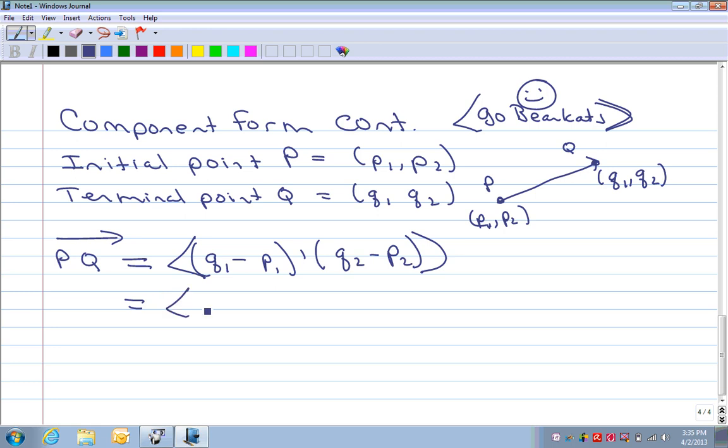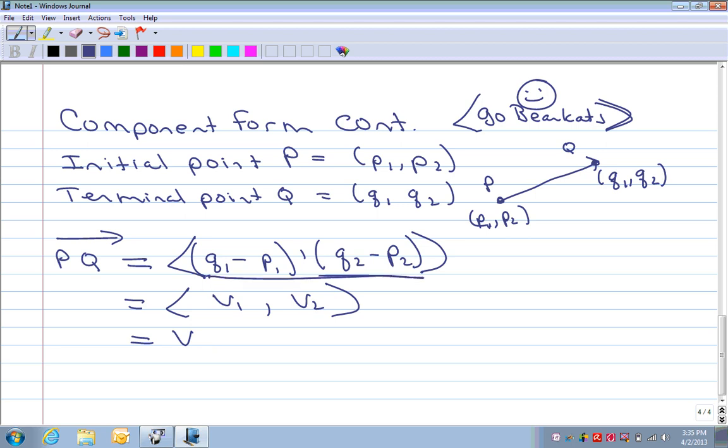When we do that, this Q sub 1 minus P sub 1 becomes V sub 1, and Q sub 2 minus P sub 2 becomes V sub 2, and that's how that's derived, and that is equal to our vector. Okay, so our vector is equal to that. Now, next, let's talk about the magnitude of this vector. How would we do that?